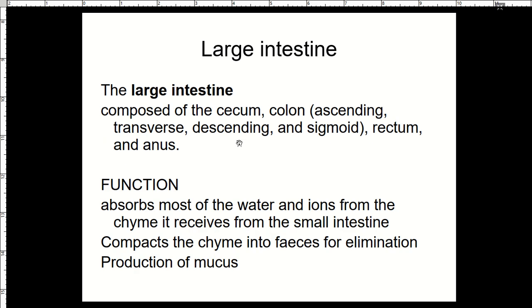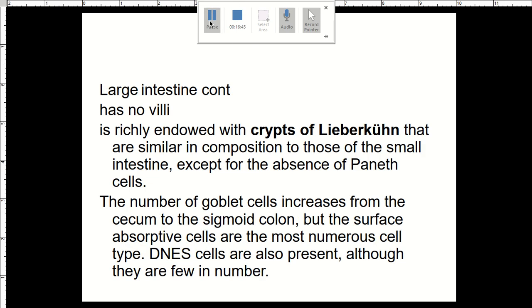So we are now getting into the large intestinal tract, the large intestines. The large intestines are composed of the cecum, the colon, that is the ascending, transverse, descending, and sigmoid, and we're also going to talk about the rectum, the anus, and the upper half of the anal canal. Their main function is to absorb water and to concentrate fecal matter. So let's take a look at some features of the large intestine.